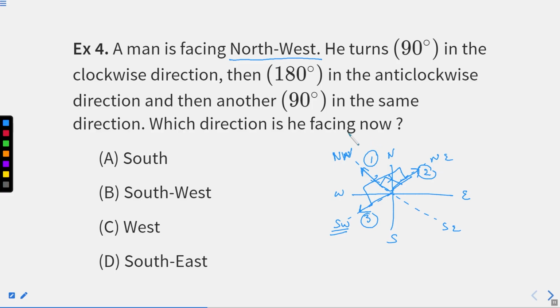Now, the next part of the question says another 90 degrees in the same direction. Another 90 degrees in the same direction. So this is going to be the direction. This is our fourth point, fourth direction. And we are in the southeast direction, right? So in which direction are we facing right now? In southeast. So this is going to be our answer. I hope this diagram part is clear.